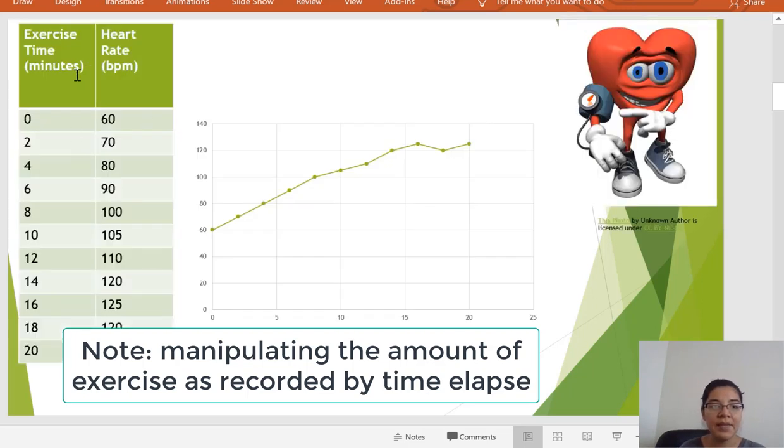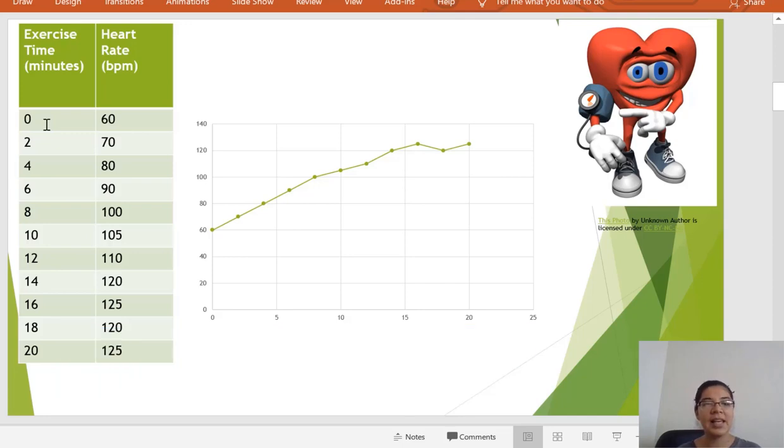We have exercise time in minutes, 0, 2, 4, 6, 8, 10, 12, 14, 16, 18, 20, and heart rate, beats per minute. At 0 minutes, at rest, you're not exercising right now, we could record the heart rate, and we would record 60 beats per minute. That's when you put your index finger and middle finger against your carotid artery or your brachial artery, and you feel a pulse. So at 0 minutes without exercising, the heart rate could be 60 beats per minute.